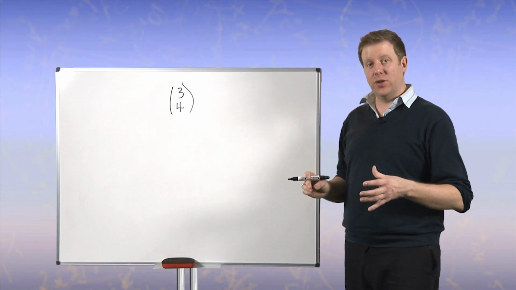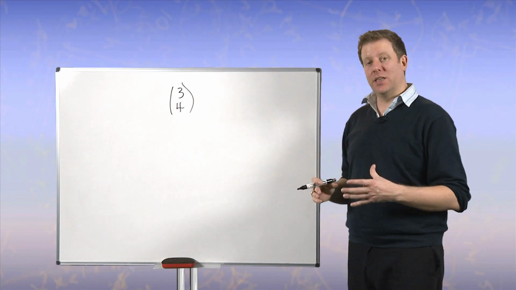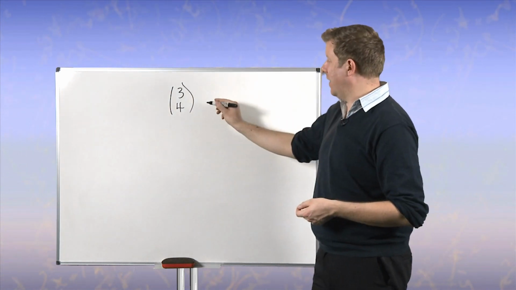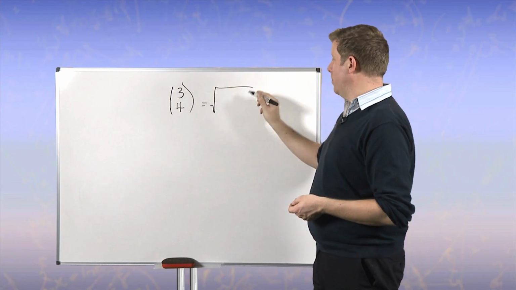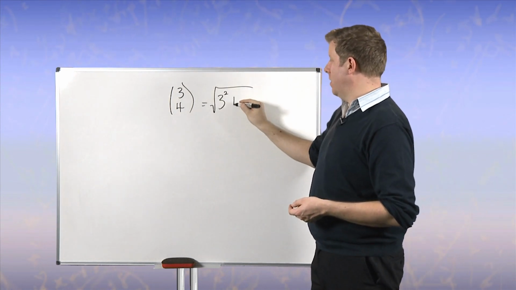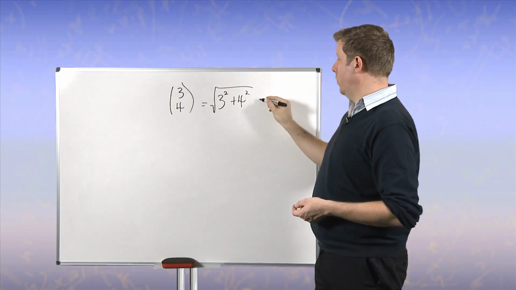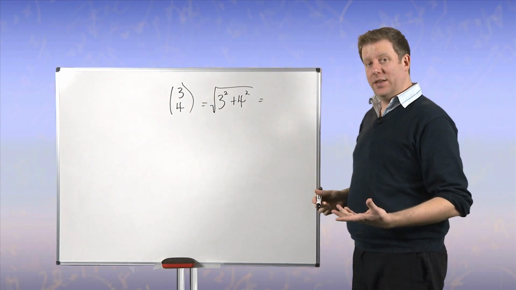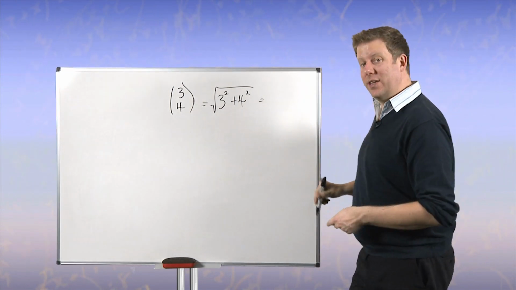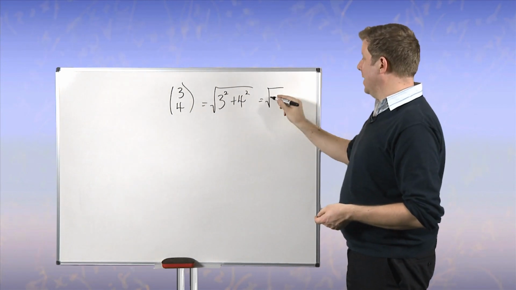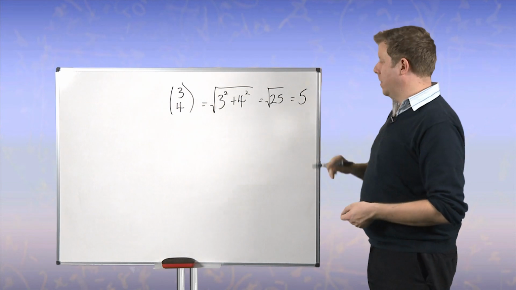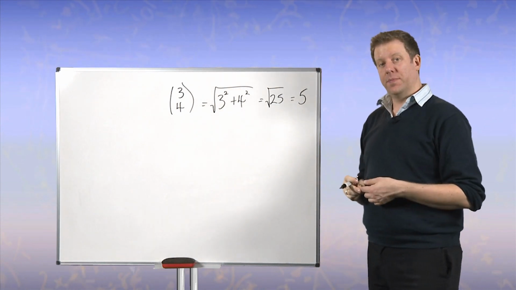So we're going to square the two numbers in the vector, add them together and square root to get our answer. So the magnitude of this vector here will be the square root of 3 squared plus 4 squared. 3 squared is 9, 4 squared is 16, so that gives me a total of 25. So my magnitude is the square root of 25, which gives us an answer of 5.